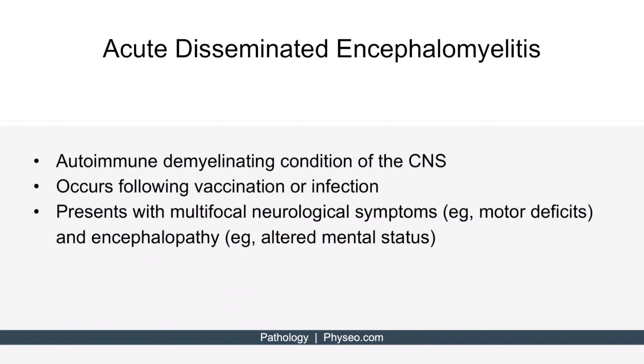This is an autoimmune demyelinating condition of the CNS. It occurs following vaccination or infection and presents with multifocal neurological symptoms such as motor deficits, as well as encephalopathy, commonly manifesting as altered mental status.